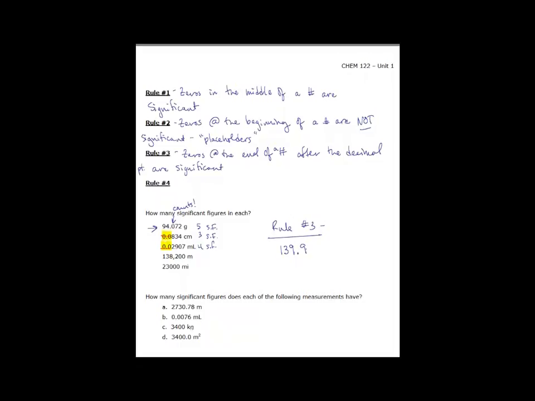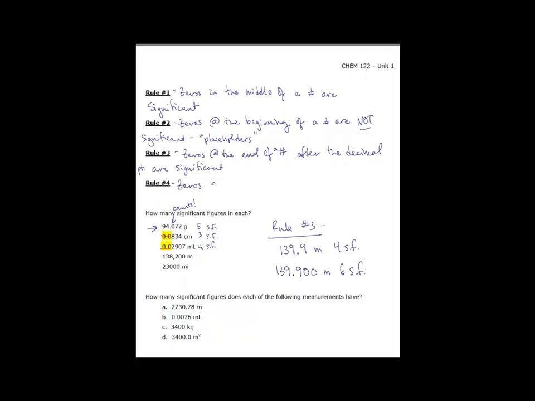139.9. This number has 4 sig figs. But if I write it out like this, so there are 2 more zeros after the decimal point, those count. They're not placeholders. So this number now has 6 significant figures. So if the zeros are after the decimal point, they count. All right, rule number 4.